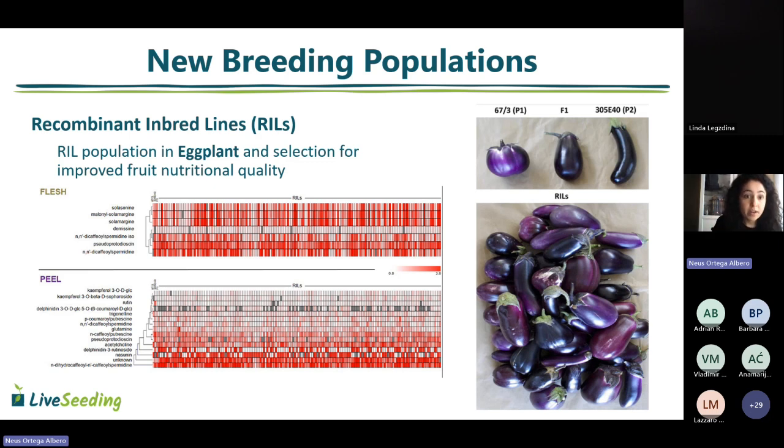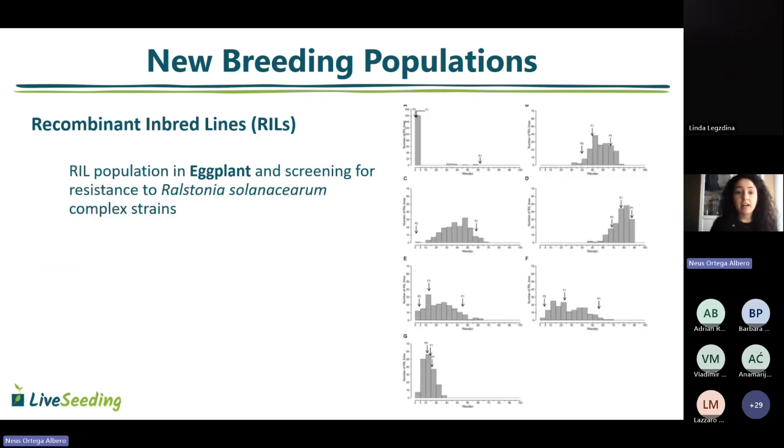For instance, we have here that all these RILs have been tested for improved fruit nutritional quality. So what we can do now is relate which are the plants, which are the RILs with a better nutritional quality, and use them as starter materials for commercializing a new breeding line. Or we can also associate this improved phenotype with the genes that are causing it. Another RIL population in eggplant, you see there's a lot of work in this matter.